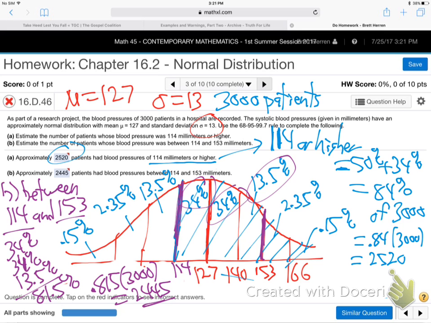And the next one, between 114 and 153, just add up those three percentages. 81.5, so change it to a decimal, 0.815 times 3,000. 2445. Good. We good with this? Just normal curve, normal.